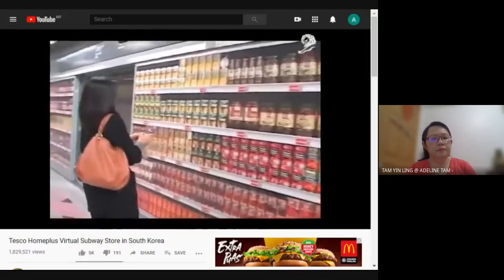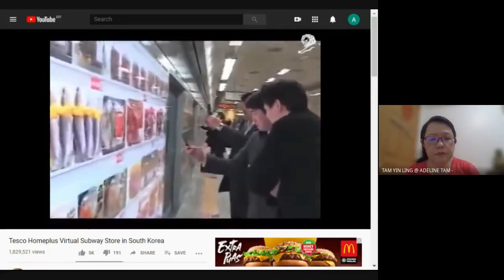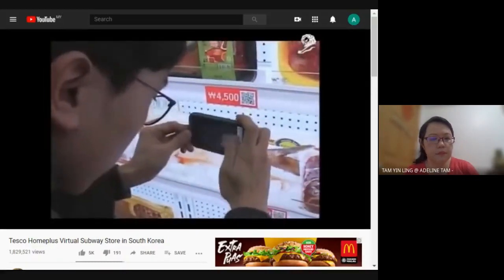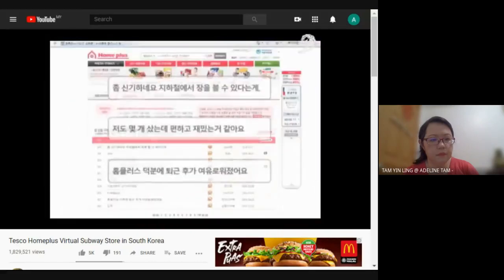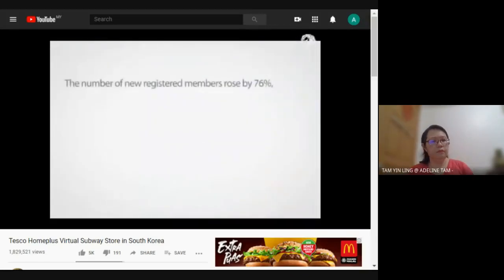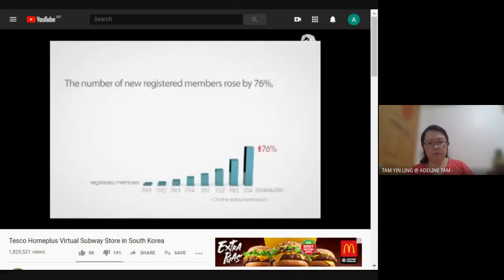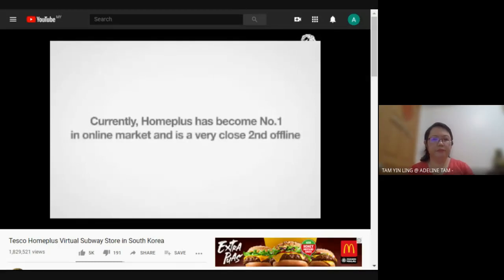Result. People can shop at Tesco Home Plus wherever they go without having to visit the actual store. Moreover, we could change their waiting time to shopping time. After this campaign, online sales increased tremendously. Through this campaign, 10,287 consumers visited the online Home Plus mall using smartphones. The number of new registered members rose by 76%, and online sales increased 130%. Currently, Home Plus has become number one in the online market and is a very close second offline.